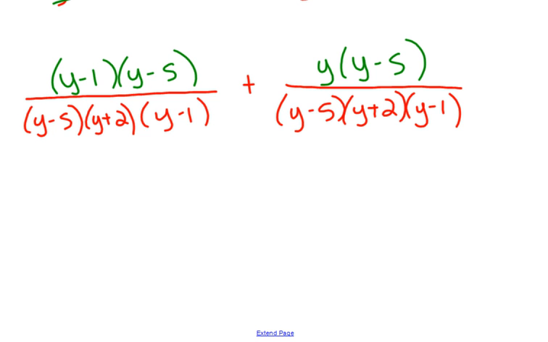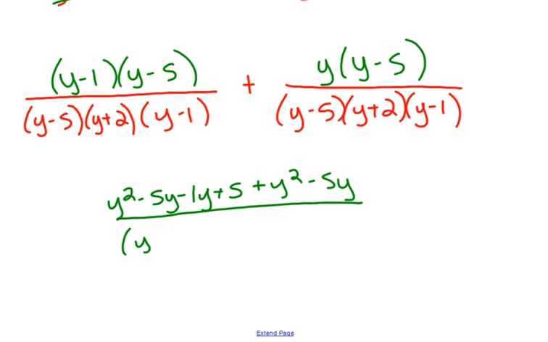So I'm going to go ahead and FOIL that numerator. I would have y squared minus 5y minus 1y plus 5. And then I'll keep going because I can add these. So plus, and I'll distribute that y squared minus 5y. And all of that would be over the y minus 5, y plus 2, y minus 1.